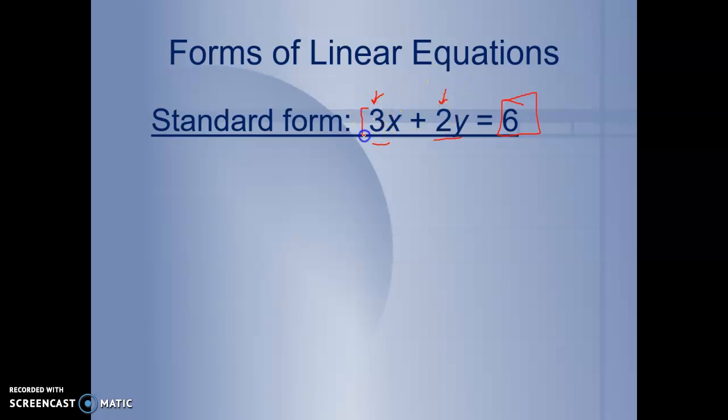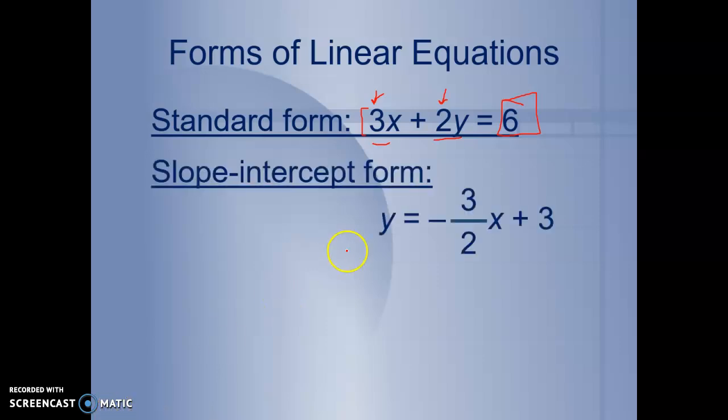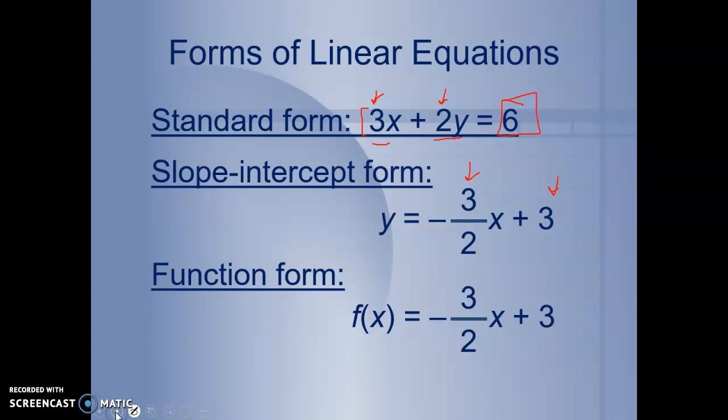And our first coefficient is positive. So x and y on the same side, no fractions, and our leading coefficient is positive. Slope-intercept form, y equals mx plus b, takes the same information but puts it in a different form. We now have the slope identified and the y-intercept identified. Function form just changes our y to f of x. F of x equals negative 3/2 x plus 3.